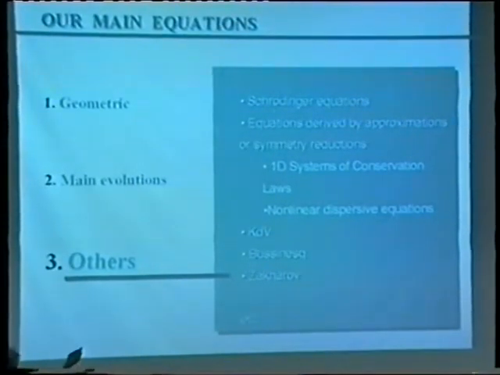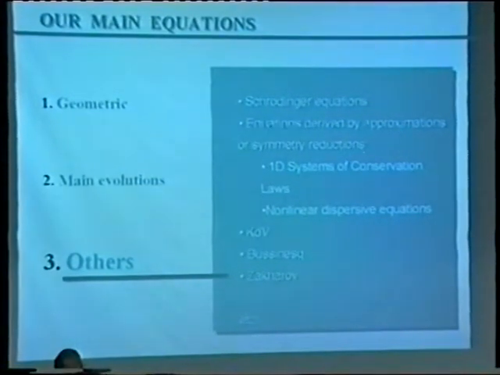We have also Schrodinger equations, which I didn't say. These are typically linear. We have equations derived by approximation or symmetry reduction. So this is one thing that is done all the time. You look at the equations, which may be three-dimensional, and you reduce them by looking at symmetries.